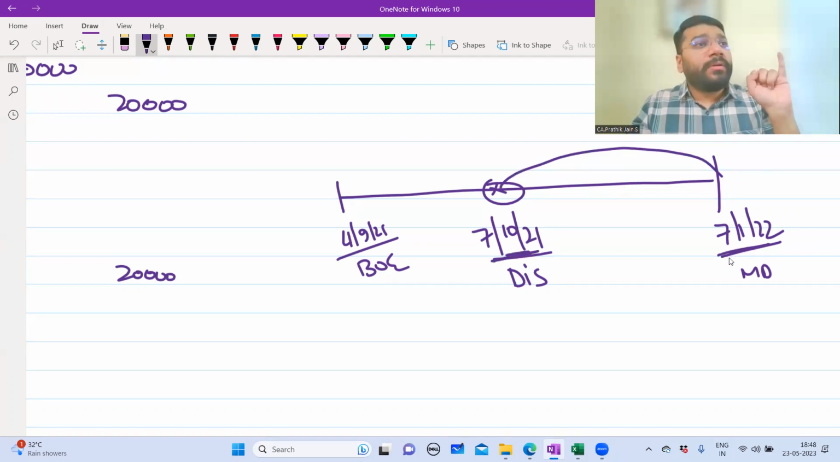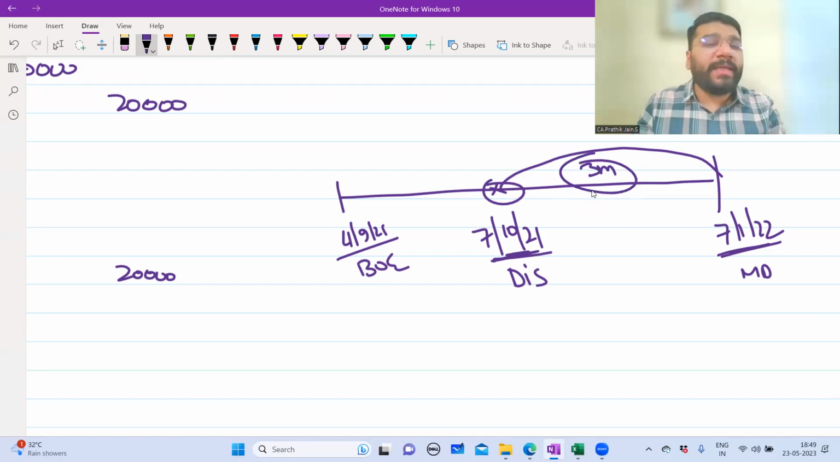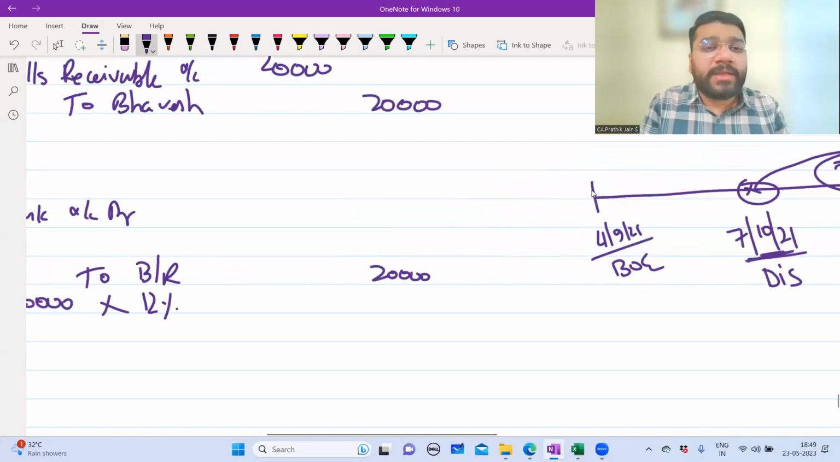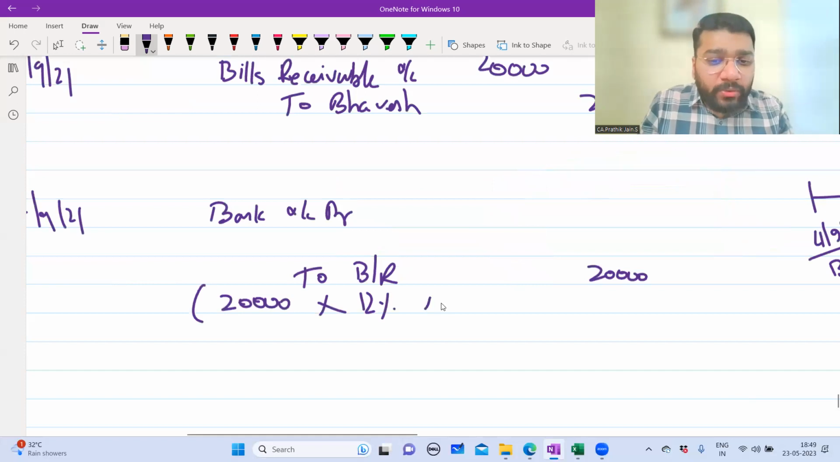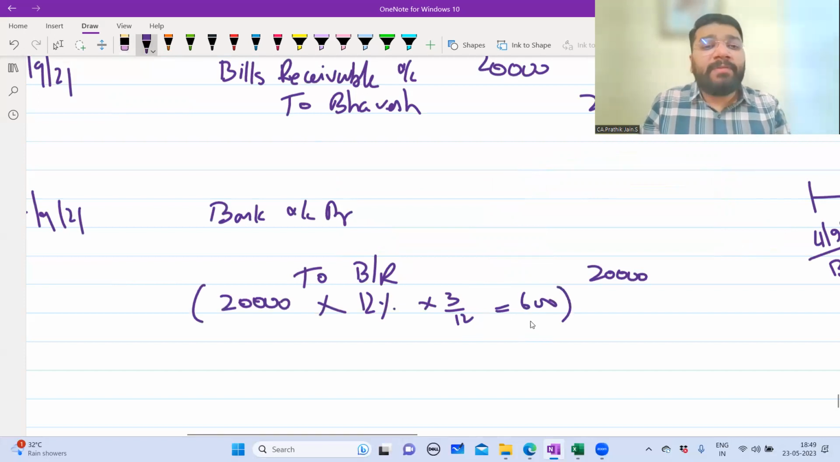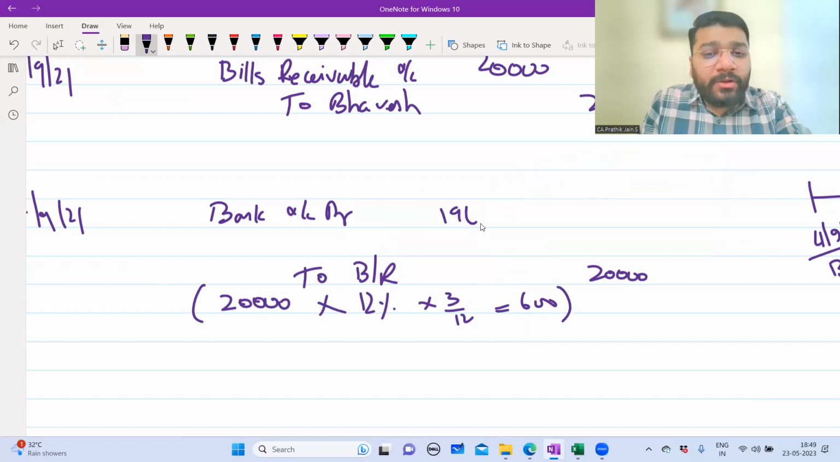3 months. 10 to 11, 12, 1, 3 months. October to November, November to December, December to January. So 3 months you've enjoyed this money. So you will calculate the interest or the discounting charges for 3 months. So into 3 by 12. So what is the charges? 600. So how much money will you receive from the banker? 20,000 minus 600, which is 19,400.